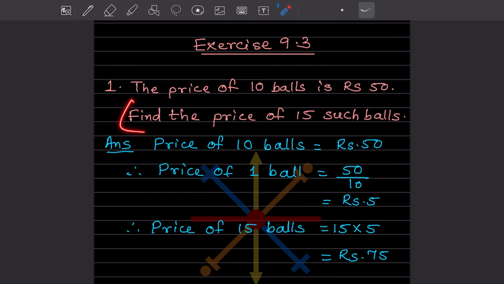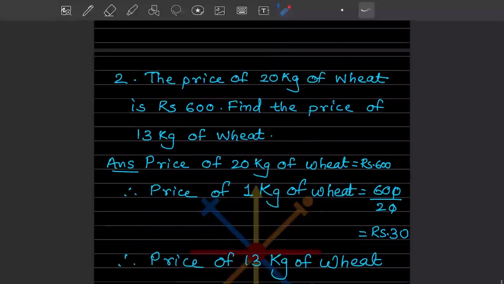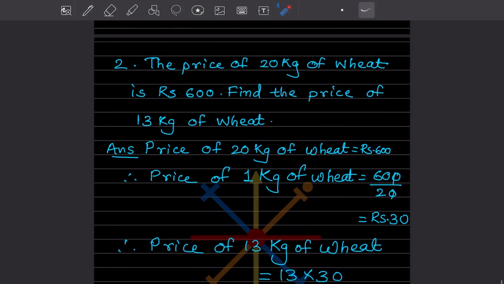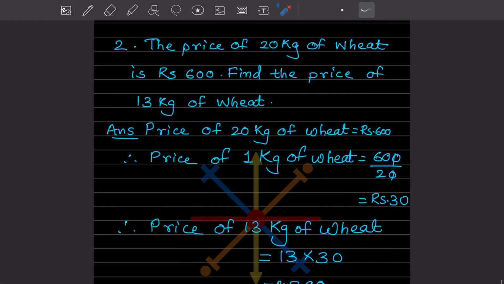Now we will go for the second sentence. What does this say? 15 such balls. So the price of 15 balls, that is 15 into 5, that is 75. So this is called the unitary method. Hope you got this one. Now the second one also says the same. Price of 20 kg of wheat is 600 and find the price of 13 kg of wheat.